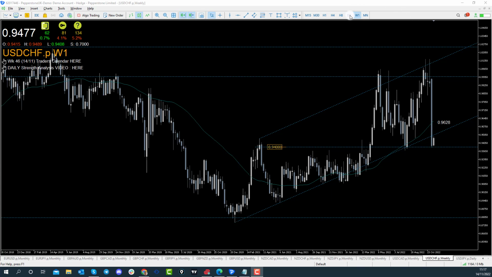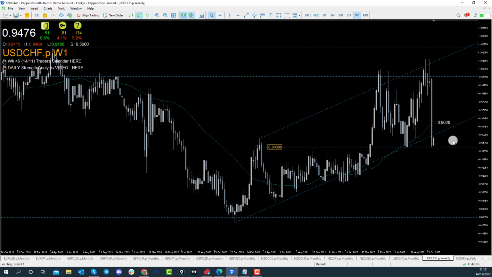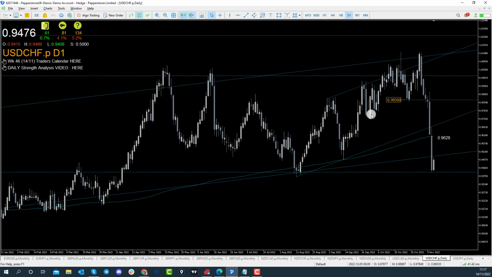However, we could look for some short-term opportunities, considering that on the tables we are on it's top in the day traders. That means it could give us an opportunity on the short term. So if I just pop down to the daily, I can reveal a couple more levels.